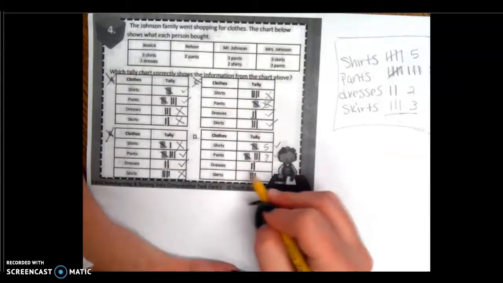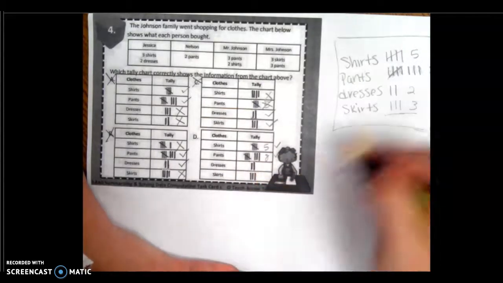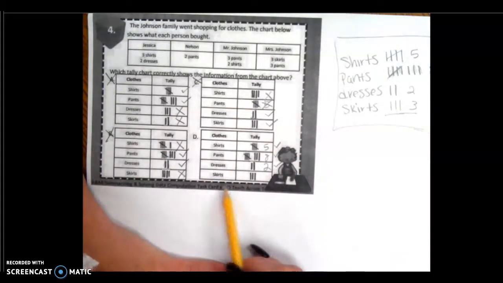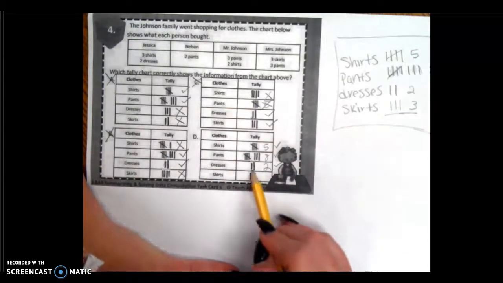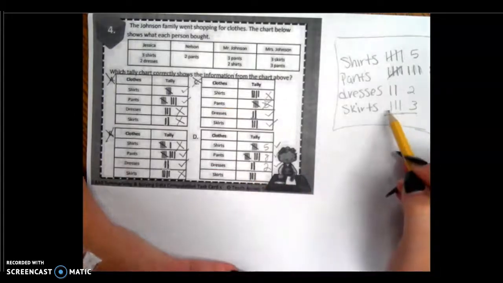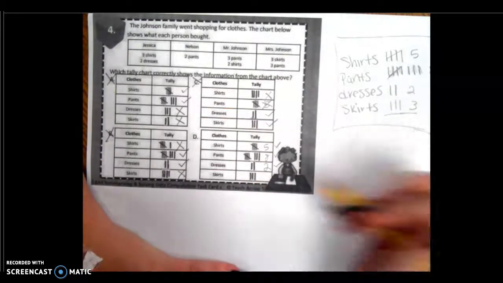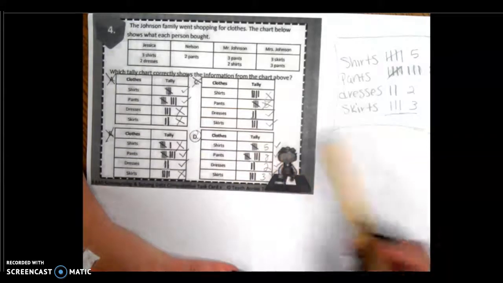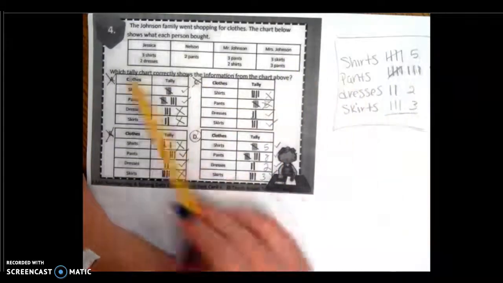It says that we bought 2 dresses. 1, 2. 1, 2. Does that match? Yes, it does. Well, let's see how many skirts. 1, 2, 3. We know that we bought all together 1, 2, 3. So we know that our answer is D because it matches the total amount that the family got together in the chart above.